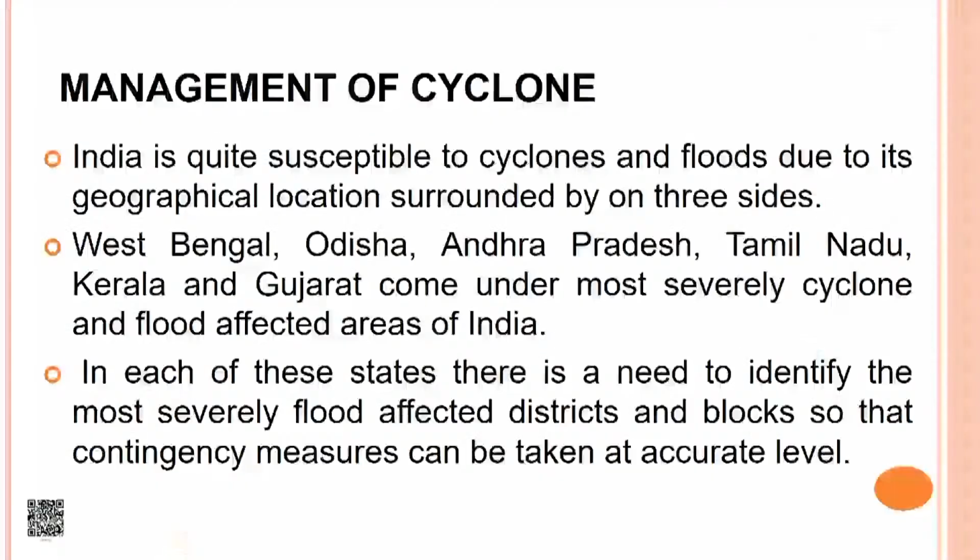So, India is quite susceptible to cyclones and floods due to its geographical location, surrounded on three sides by water or oceans. West Bengal, Orissa, Andhra Pradesh, Tamil Nadu, Kerala and Gujarat come under the more severely cyclone and flood affected areas of India. In each of these states, there is a need to identify the most severely flood affected districts and blocks so that contingency measures can be taken at an accurate level.